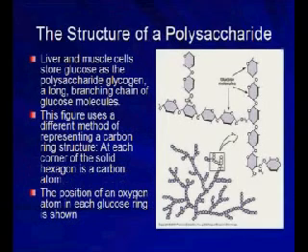The structure of polysaccharides. Liver and muscle cells store glucose as the polysaccharide glycogen, long branching chains of glucose molecules. This figure uses a different method of representing the carbon ring structure. At each corner of the solid hexagon is a carbon atom. The position of the oxygen atom in each glucose ring is shown in this illustration.